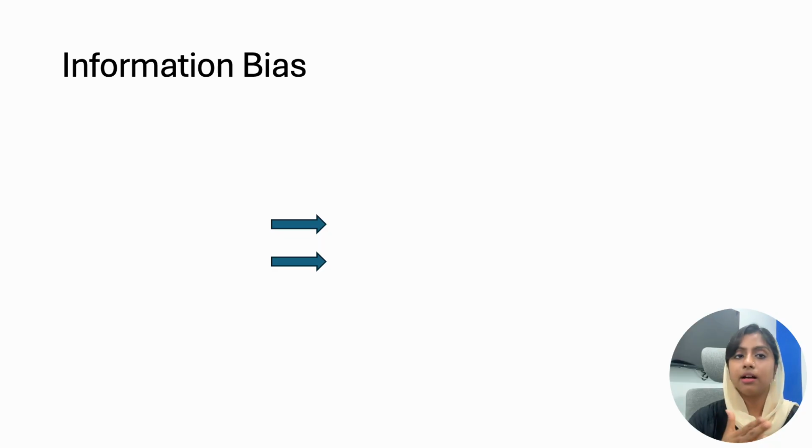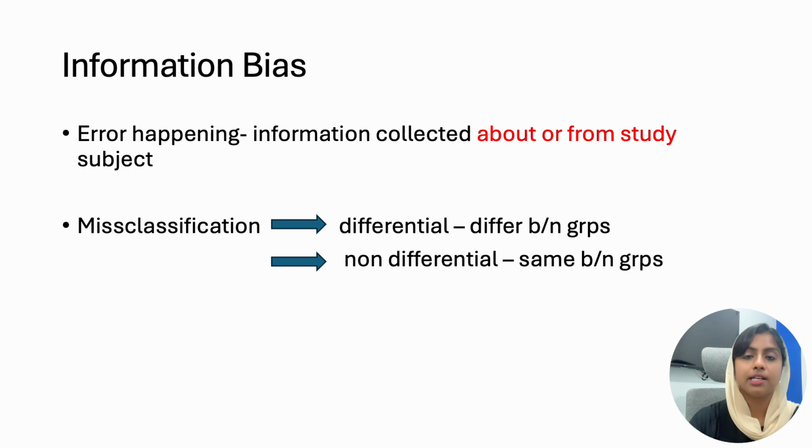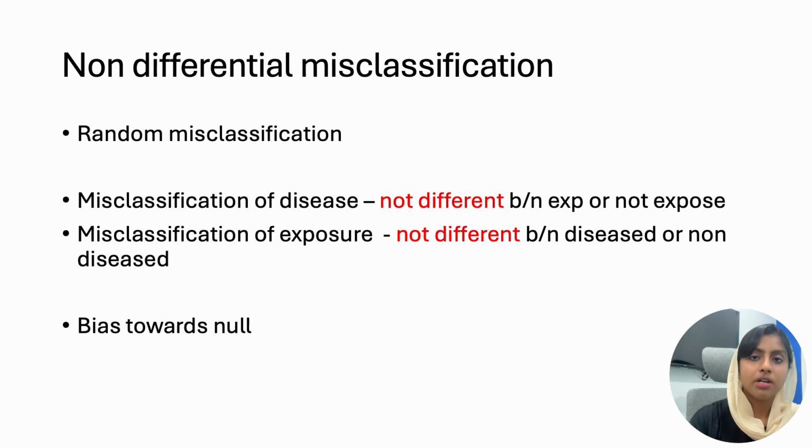So next, let's talk about information bias. As the name suggests, this is a bias that occurs while you collect the information. The error can happen while you collect the information from the study subjects. One name for it is misclassification. Misclassification means that you have classified it wrong. It can be differential misclassification or non-differential misclassification. Differential means the misclassification is different between the cases and control groups. Non-differential means the misclassification is the same between the cases and the control groups. Non-differential misclassification can occur both for disease and also for exposure.